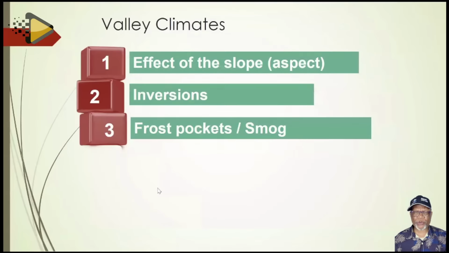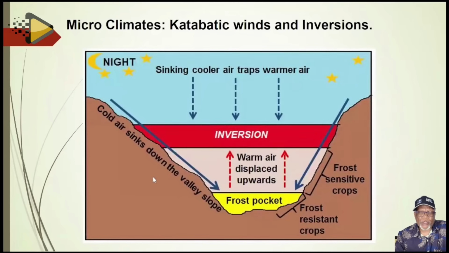We're done with that. Now we're looking at what we call microclimates. Microclimates simply refer to the climates that affect smaller areas. What are we looking at now? We're looking at valley climates. What do we have there?